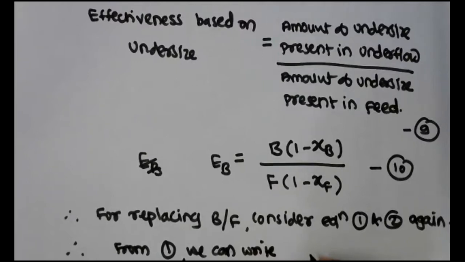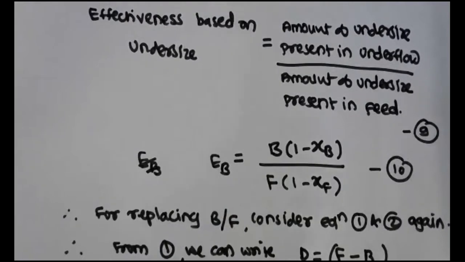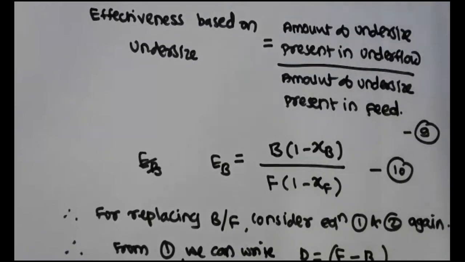Now please remember, we shall eliminate D and write it in terms of B and F. Therefore F = D + B, so D = F − B. Now substitute this D = F − B into equation 2, and therefore F into xF is equal to, in place of D, I will be writing (F − B) xD plus BxB. So just open the bracket.